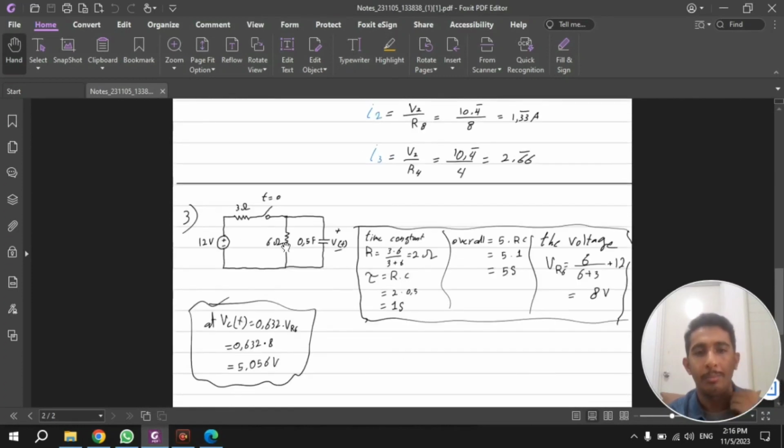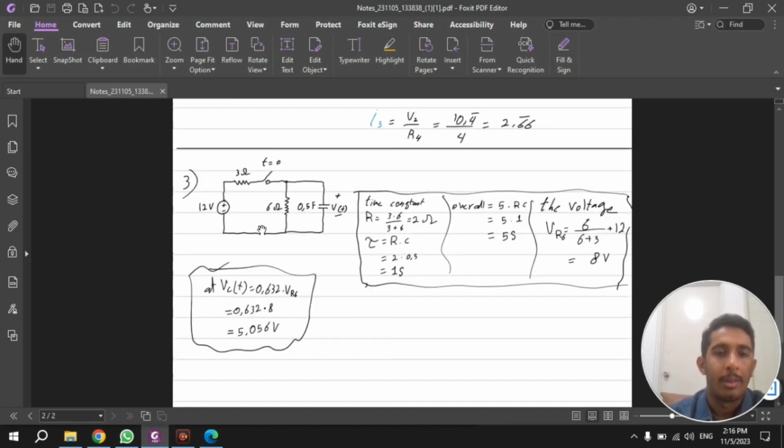For the last question, we're gonna have a circuit in parallel with the capacitor. It asks us to find the voltage of the capacitor and how much time is needed. The time constant will be the multiplication of the capacitor and the resistor. The resistor is in parallel, so we're gonna have this equation. We'll end up with 2 ohms. So 2 multiplied by 0.5 is gonna be 1 second.